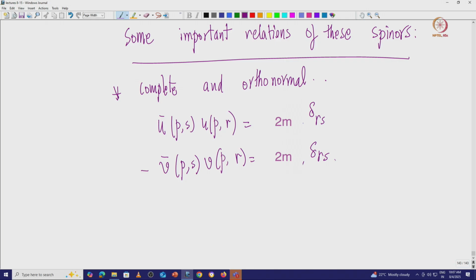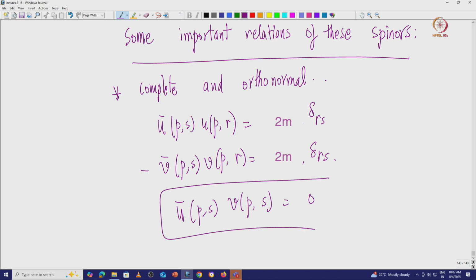So, they are orthonormal, okay, and this we have seen in the last class also, essentially: U bar of Ps V of Ps is equal to 0. So, they are orthogonal to each other; the U spinors and the V spinors are orthogonal to each other. Now, this helps us to build wave functions, so that you can make sense out of these wave functions such that they keep the probability conserved.